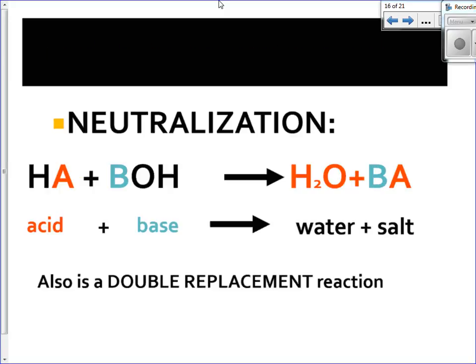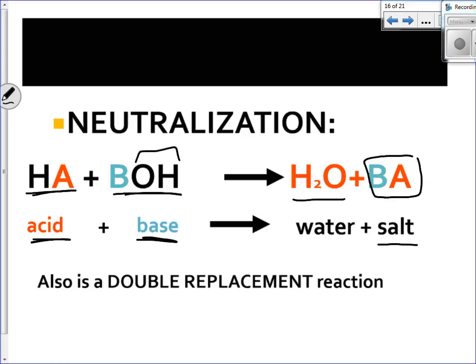Now for neutralization. Neutralization is a specialized type of double replacement because you do have all compounds there. But it is always the acid, which we represent by HA, because remember, acids always have that H in the front, plus a base, because we always have the hydroxide component there for the base, giving you water as one of the products. And the BA combines to form a salt. Remember, any ionic compound is considered a salt, not just the NaCl we put on our food. So any ionic compound is in the class of salts.